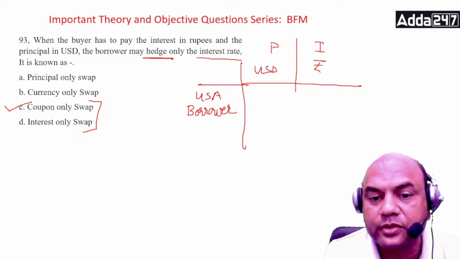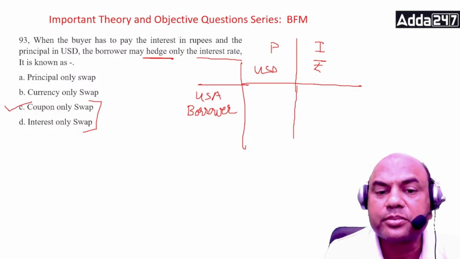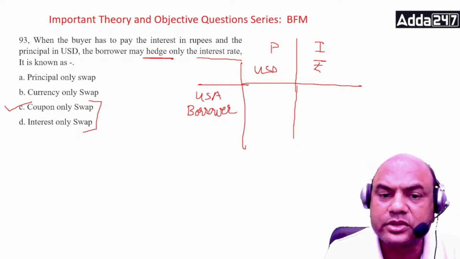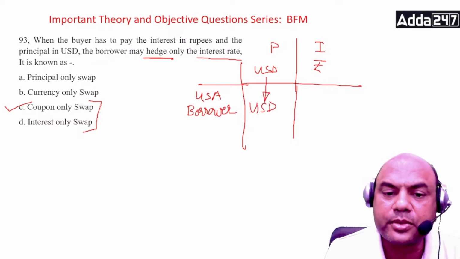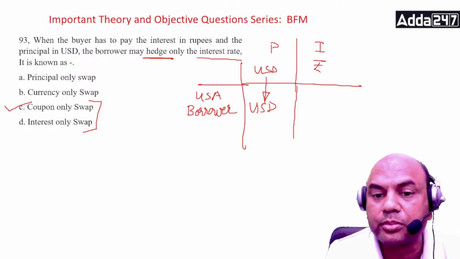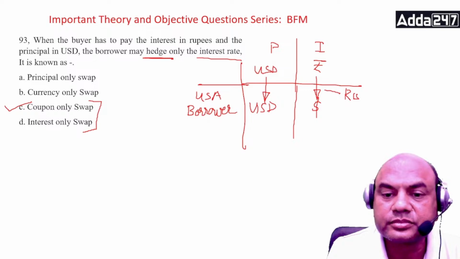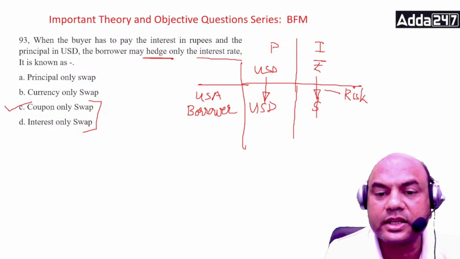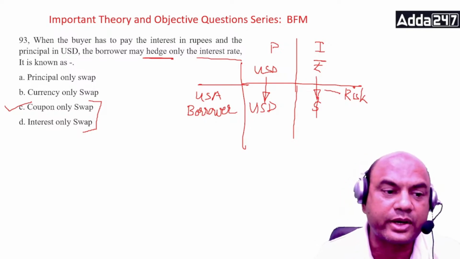Understand the logic of the question. The borrower is of USA. So this borrower is getting principal in USD, so he has no problem, the same USD, no currency problem. But rupee is a problem, because the borrower will have to convert the rupees into dollars. So here it's a risk, and wherever there is a risk, hedging is done. So that's why it's called coupon only.